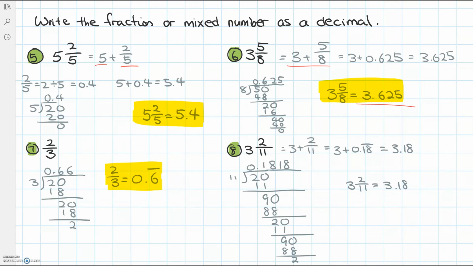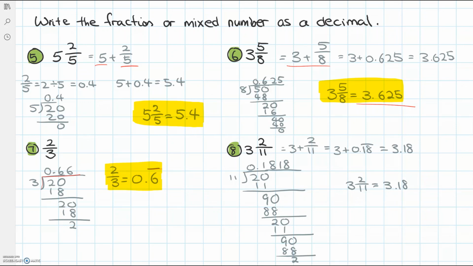For question number 7, we don't have a whole number this time, so we go ahead and do our division of 2 divided by 3. I'm moving to my decimal places right away, 0.66, and 6 is a repeating number, so I have that right here. 2 over 3 equals 0.6 repeating.